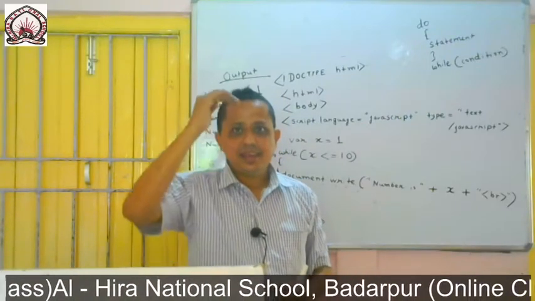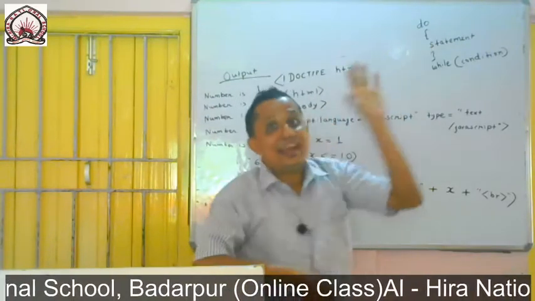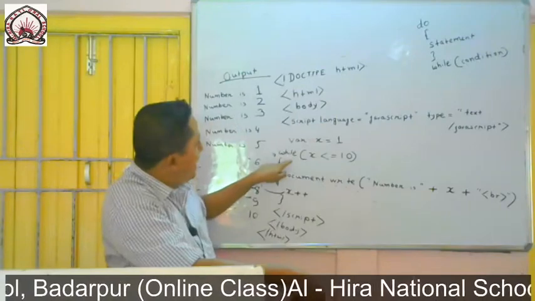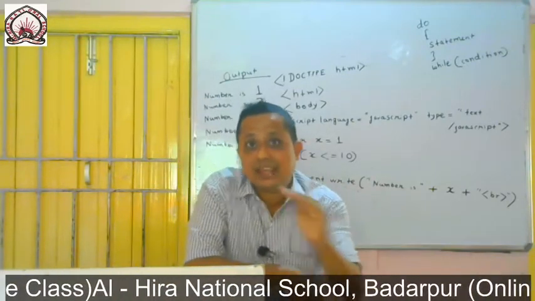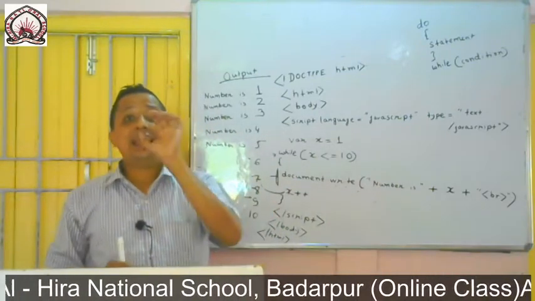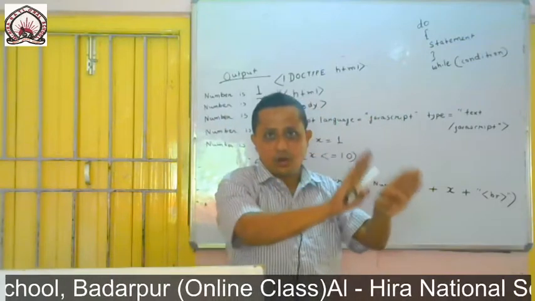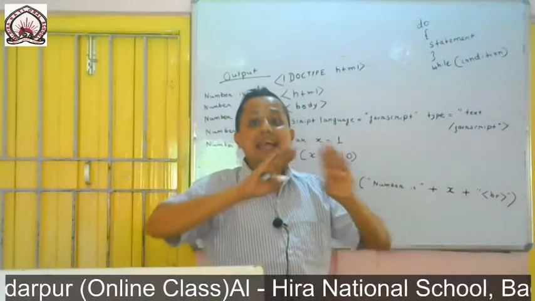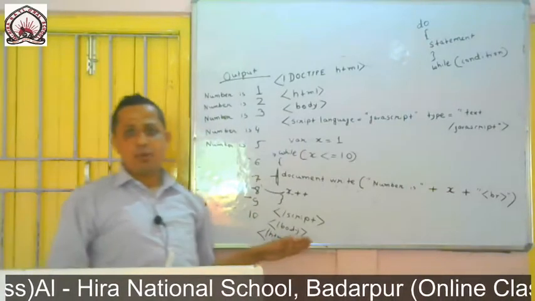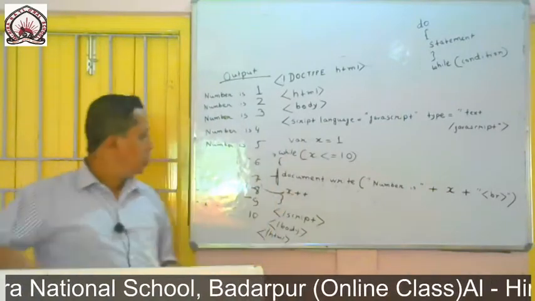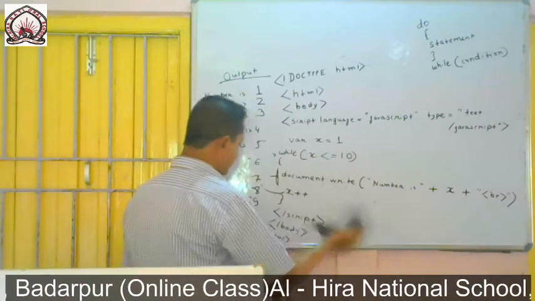Remember one thing: if the condition is before the statement, it is known as an entry control loop, and if the condition is after the statement, it is known as an exit control loop. See, a do while loop. So the while loop is an entry control loop, and do while is an exit control loop. Now let me do the same program using the do while loop, with the same output. So see how I am doing it.